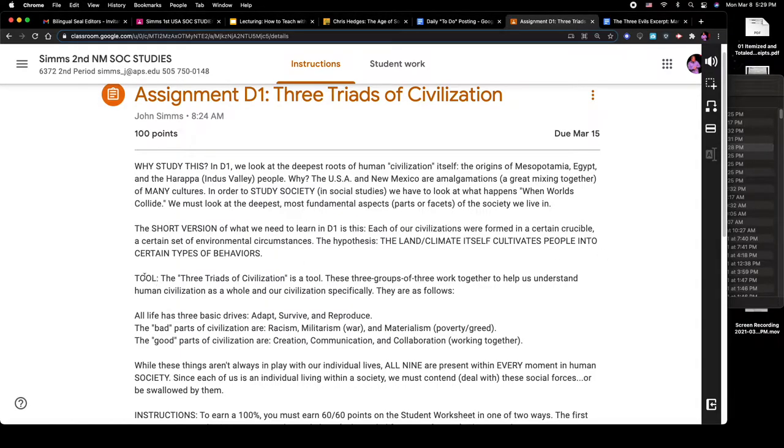Okay, well, what's the tool he's going to have us use? He started with Maslow's. He then moved us into his brain crystal idea, and he's giving us another tool. The three triads of civilization is a tool. These three groups of three work together to help us understand human civilization as a whole and our civilization specifically. They are as follows. All life has three basic drives: adapt, survive, and reproduce. The bad parts of civilization are racism, militarism, and materialism. The good parts of civilization are creation, communication, and collaboration. So, 1, 2, 3, 4, 5, 6, 7, 8, 9.